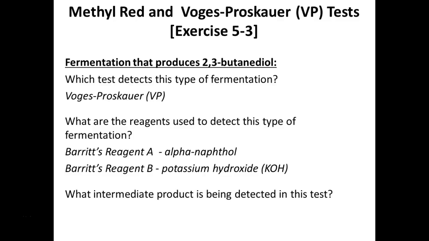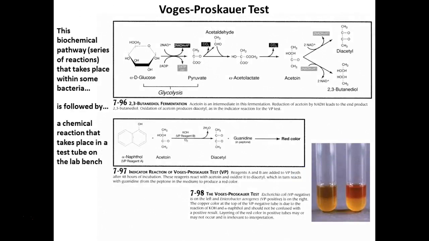What's the intermediate product that's produced in this type of fermentation that we're actually testing for? Acetoin. Not acetone, acetoin. Okay. So what your organism can possibly do is take glucose that's in that media and break it down into pyruvate, right, acetolactate, and then acetoin. And then it can further convert it into 2,3-butanediol.